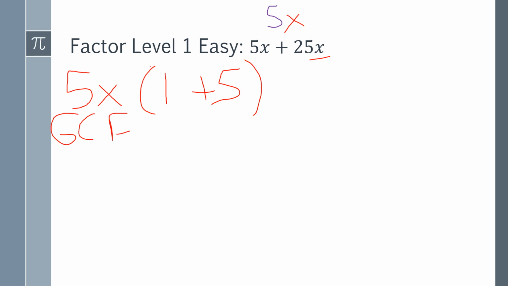Now, be careful with this. The methods are going to start changing, so it's going to be more involved, more in depth. It's not going to be as easy as it has been so far. So far it's been looking at the greatest common factor and placing it on the outside and then leaving what's left on the inside.